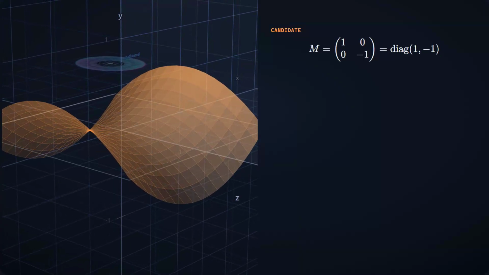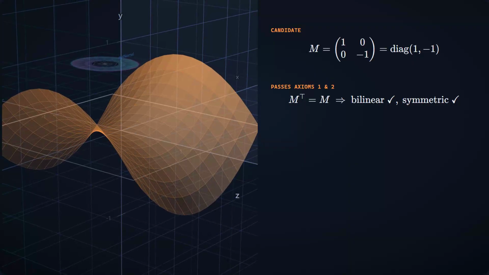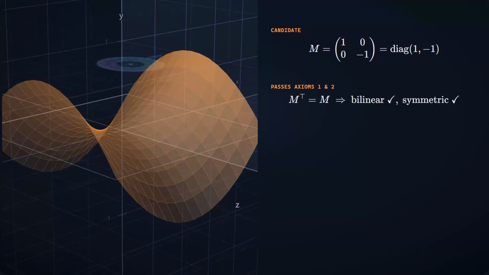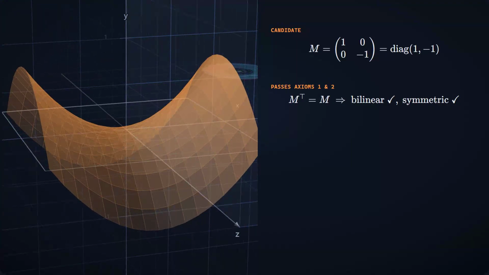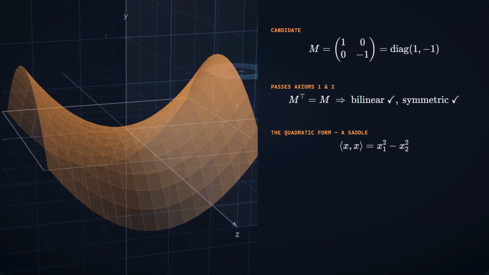Look at its quadratic form, x1 squared minus x2 squared. That minus sign changes everything. The graph isn't a bowl, it's a saddle, rising one way and falling the other, straight through the floor. And anywhere the surface drops below the floor, the product of x with itself is negative. A negative length squared, which a real scalar product can never allow.